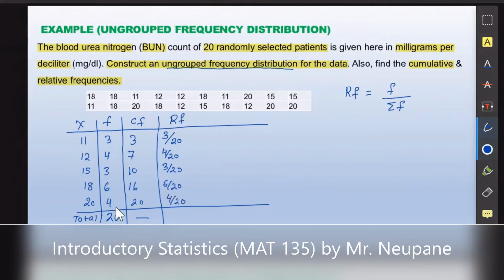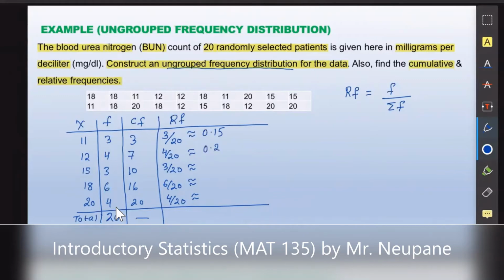You can write the relative frequency as a fraction like this, or change it to decimal by dividing. So grab your calculator and try this along with me. What is 3 divided by 20? You can divide and tell me the answer. 3 divided by 20. You can use your calculator. 0.15, that's good.